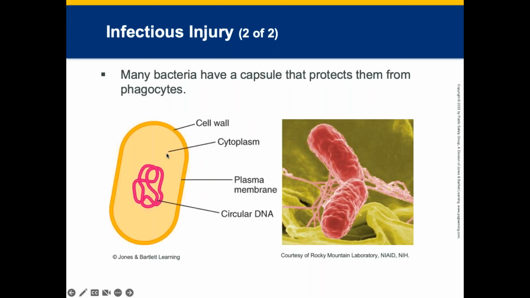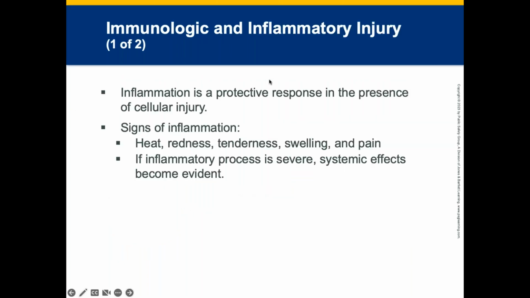So many bacteria have a capsule that protects them from ingestion and destruction by the phagocytes. The presence of bacteria in the blood is also called bacteremia, which we already talked about. And you'll start seeing that bacteria in the blood more with patients that are septic. Bacteremia causes widespread vasodilation. And then your cells start leaking.